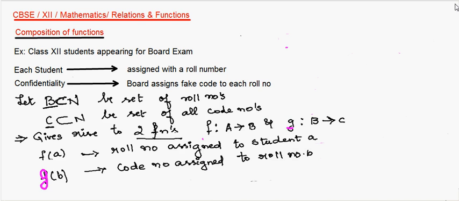The example I've taken is class 12 students appearing for board exams. If you have to attend a board exam, you should have a hall ticket wherein they will give you a number, the hall ticket number, which will be the roll number, so that you need not write your name. The number will be assigned to each student. So each student will have a particular roll number, assigned by the examination board. That is a number which will be different for each student. None of the two students will have the same roll number.